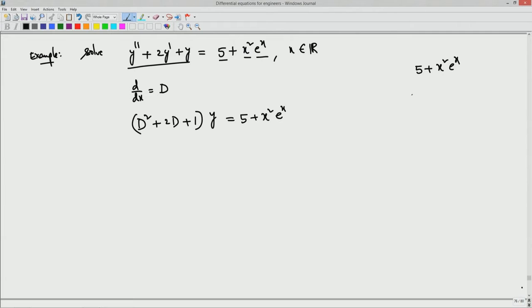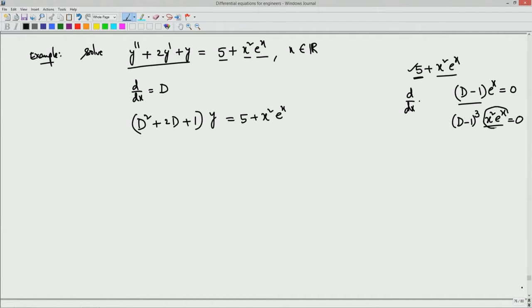If I differentiate with d/dx, then I can remove this 5. And this alone will not help for the other term. To annihilate x square e power x: (D minus 1) acting on e power x equals 0, so D minus 1 is the operator. If you apply it to e power x, that will be 0. And for x square e power x, you should have (D minus 1) power 3. Then this is equal to 0.